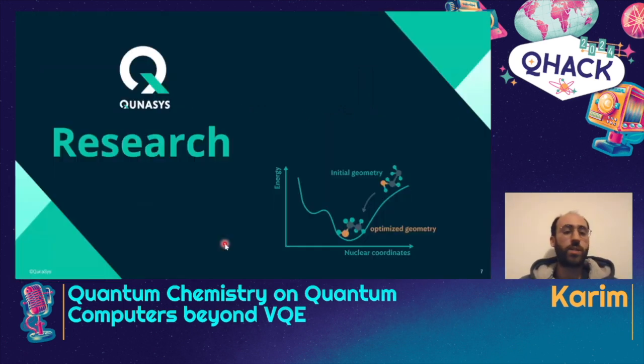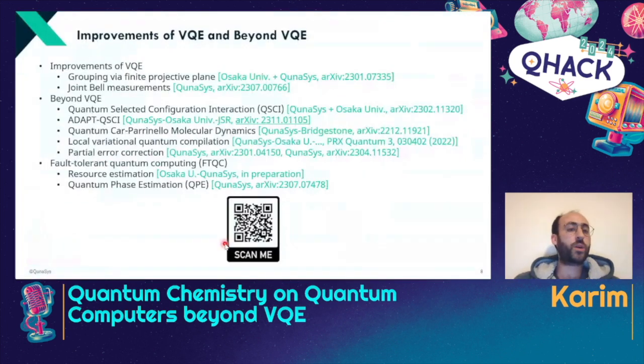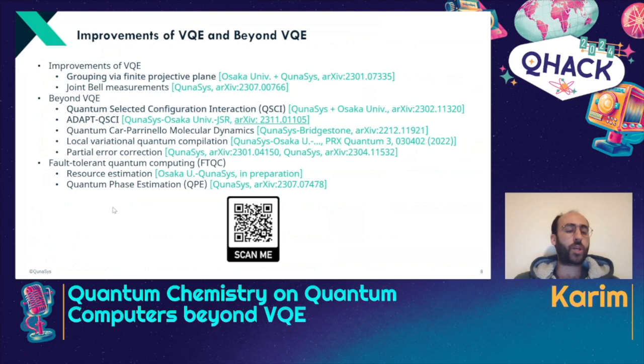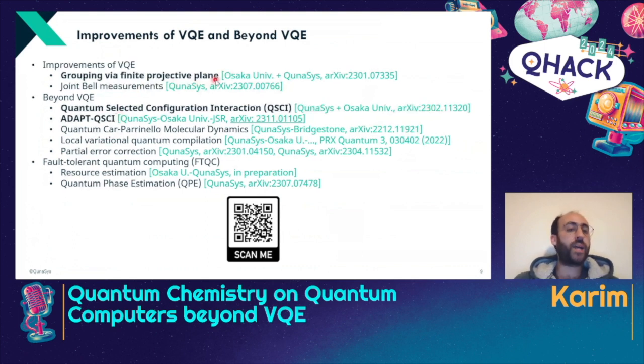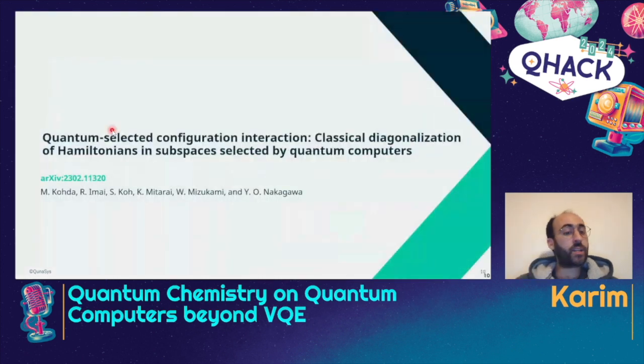At Kinesis, we focus a lot on research. In our research, we have developed different ways of either improving VQE algorithms or going beyond VQE, which we're going to be talking about today. We also have some work on fault-tolerant quantum computing. Today I'm going to mainly be talking about grouping via finite projective planes, and the quantum selective configuration interaction, or QSCI for short, and an adaptive version of it called adapt QSCI. For QSCI, we submitted papers to arXiv last year.